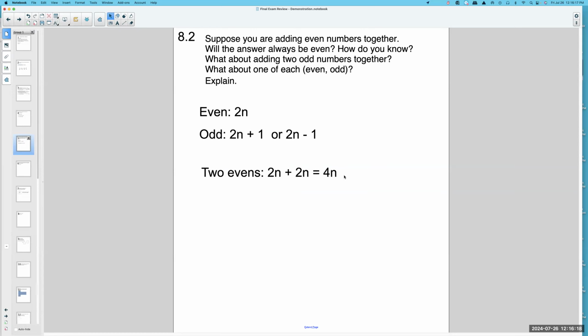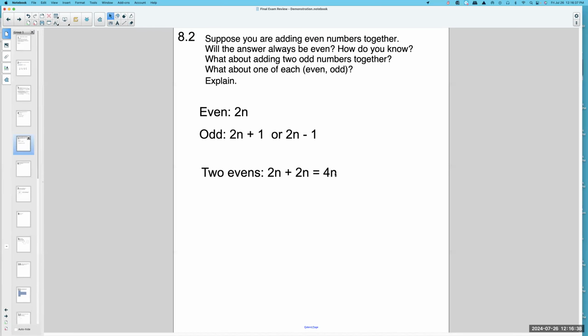A lot of students say if I divide them into equal groups, there's no leftover. That's okay too. Again, if you used a number line and you started on an even and you moved an even number to the left or right, you'd end up on an even. You can do that. So there's a lot of ways to explain these things.